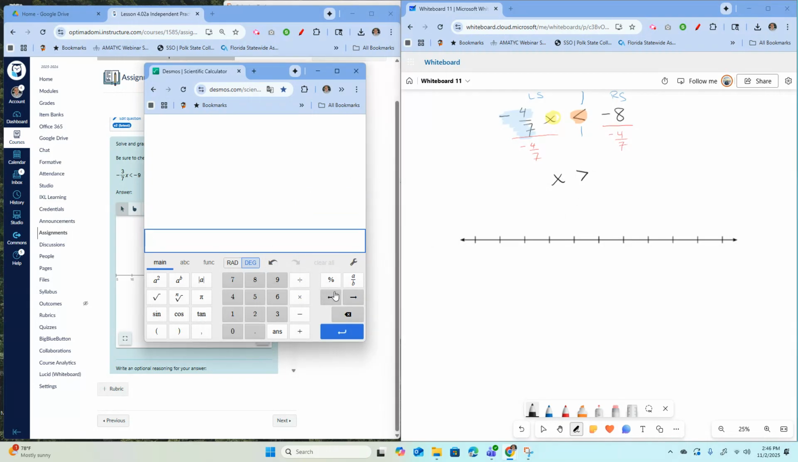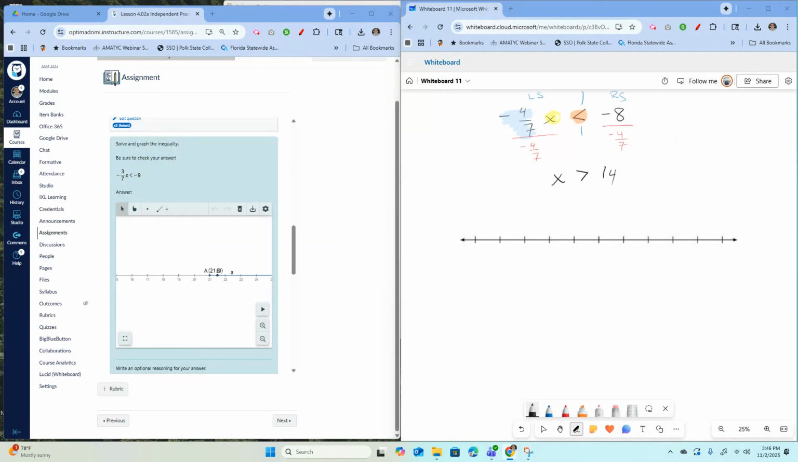And then you're going to take your calculator and you're going to divide negative 8 divided by. Now, since I'm dividing by a fraction, click the fraction, then negative 4 over 7. And you can see I got 14. And that's my answer. However, in Canvas, you need to do the graph.